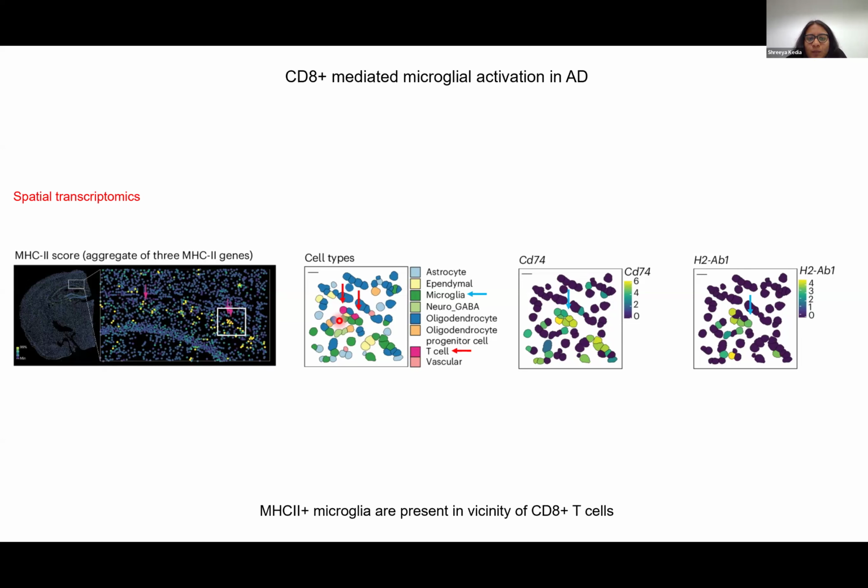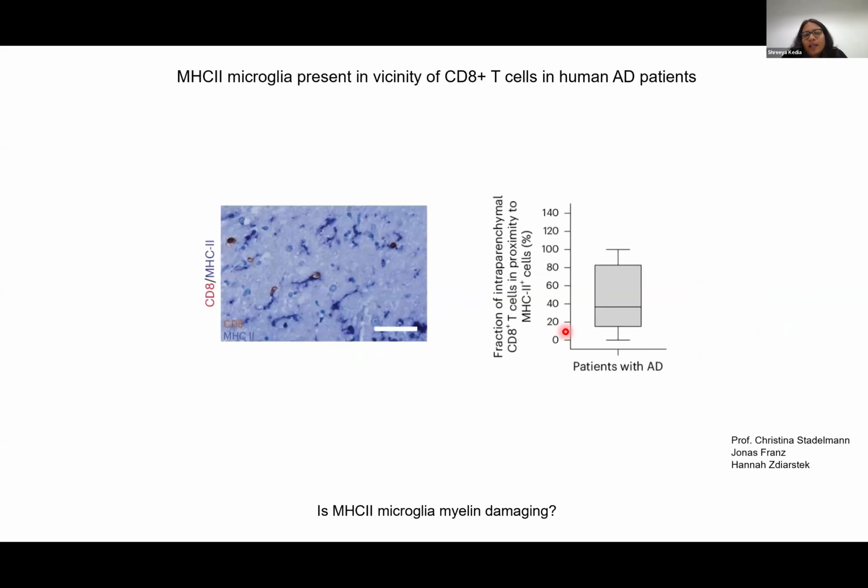I looked at CD8 positive T cells, which are marked in pink, here marked by red arrows, and I looked at the microglia next to it. These microglia next to it highly expressed CD74 and H2AB1, all of which are MHC2 markers. So we noticed that CD8 positive T cells are present right next to MHC2 microglia. We wanted to see if this relationship exists in human AD patients.